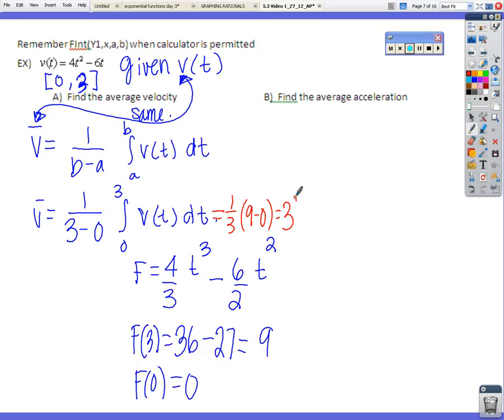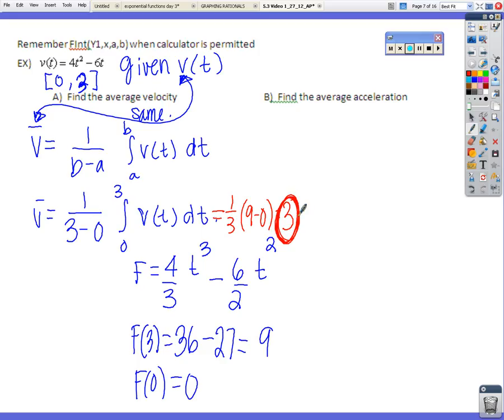So what did we just figure out? We found out that if I was to graph the velocity, and I found the area under the curve, the net signed area, I would find that if I make a horizontal line at y equal to 3, that area of the rectangle will be the same as the net signed area underneath the curve.